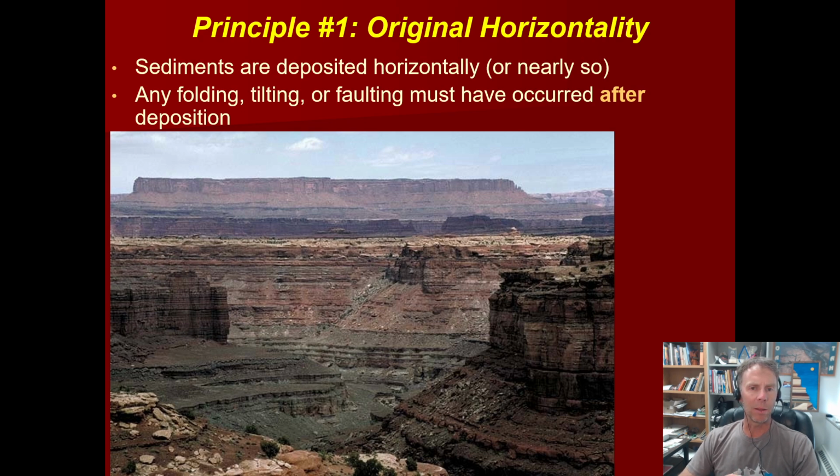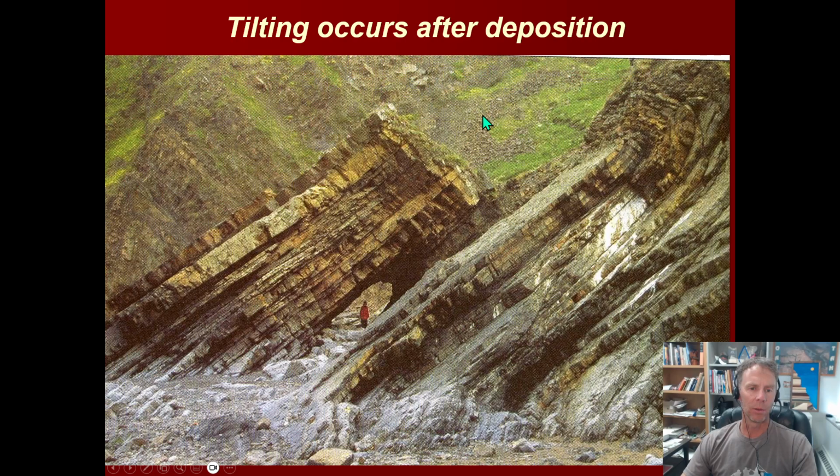So that when we see beds of rock that are not in that horizontal orientation, that tells us that that event took place after those rocks were deposited. Again, it's simple logic. You probably could have figured a lot of this stuff out yourself, but these principles are very important and very powerful as we apply them to geology. So any folding, tilting, or faulting of the rock has to occur after it was deposited.